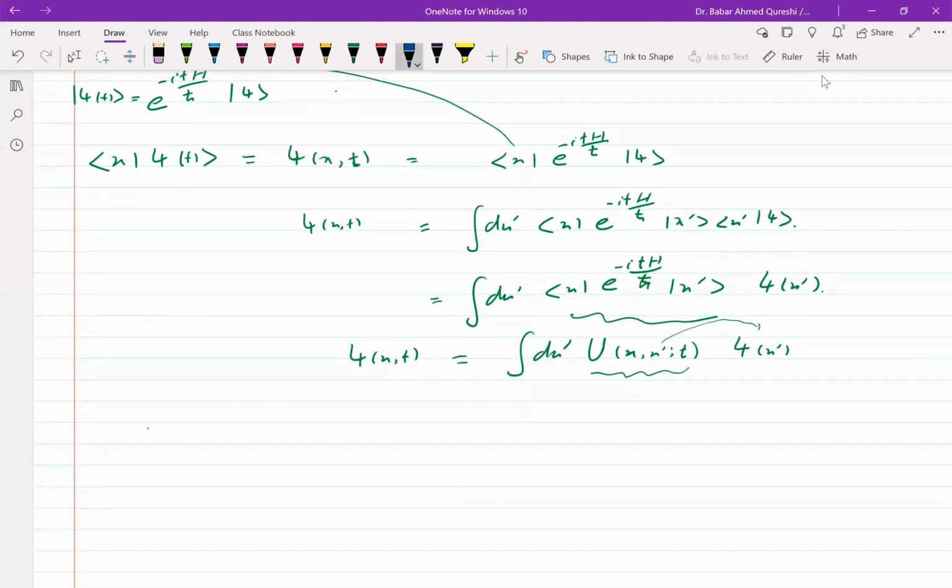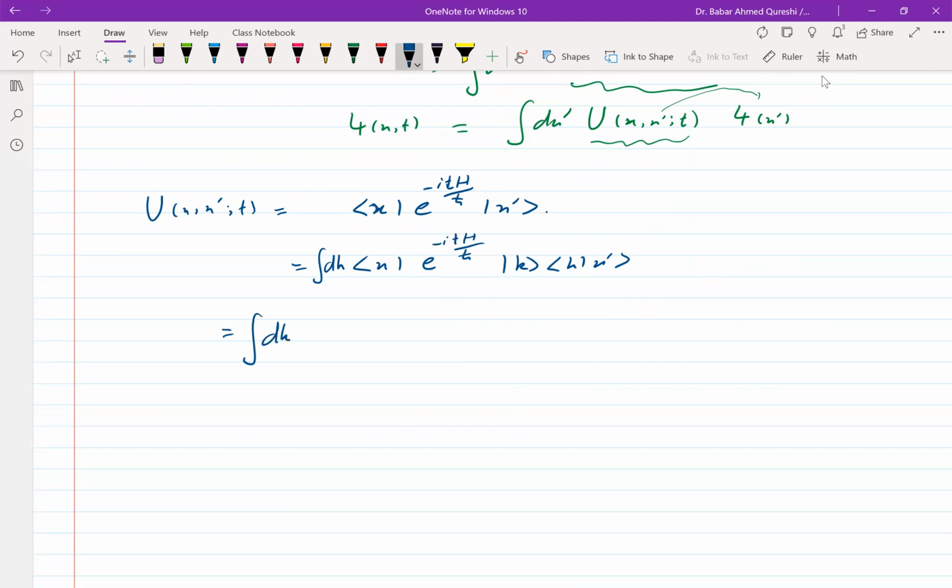And you can compute this kernel once and for all. It's just this object. How can you compute it? Well, let me introduce another identity. Why did I do it? Because I know the action of H on these. These states are eigenvectors of H. I don't know how H acts on x dash, but I know how it acts on these k vectors.